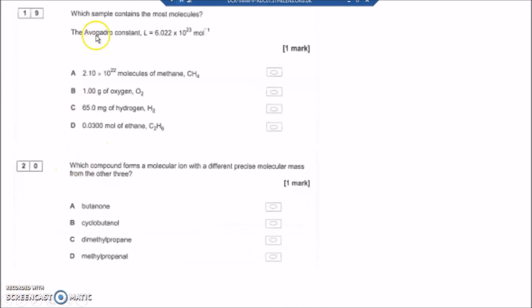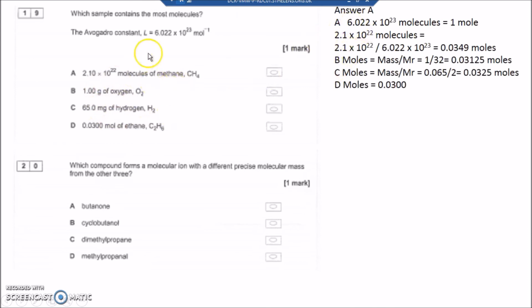Question 19 and question 20 both involve some calculations, so I'm going to do spoilers so you can see my calculations. First of all, I've got some information here, Avogadro's constant, which is the number of particles in 1 mole, and I'm going to work out how many moles of each of these there are. In A, 6.022 times 10 to the power 23 are the number of particles in 1 mole. I've got the number of particles here, which seems to be less than this number, 2.10 times 10 to the power of 22 only, not times 10 to the power of 23, so I've got less than a mole.